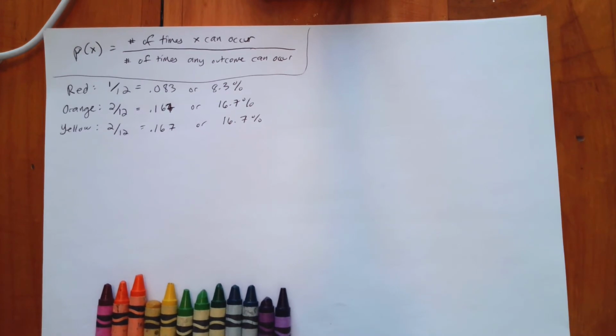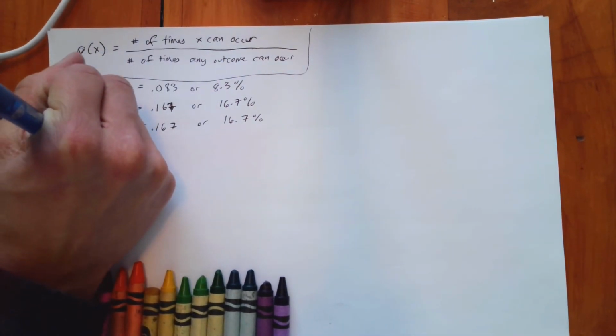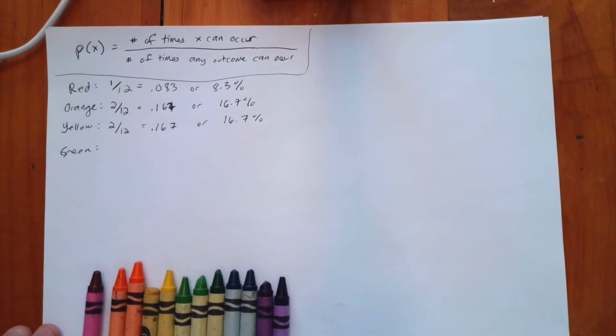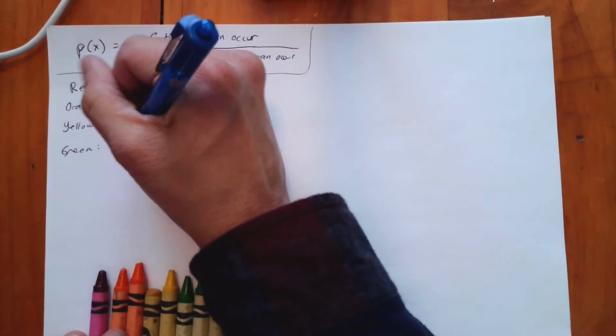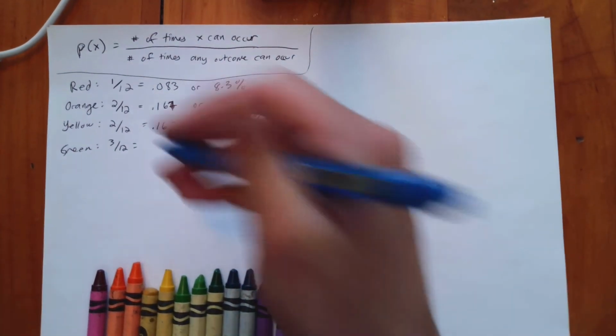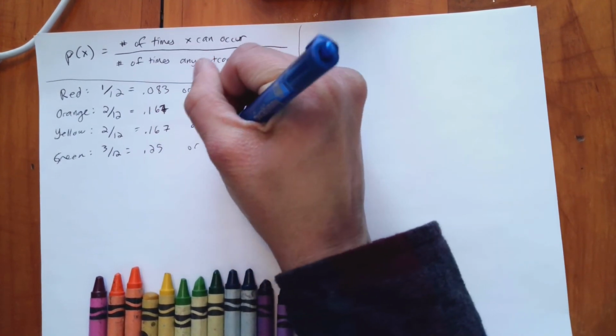All right, now we've got our green crayons. And I'm going to treat all shades of green as the same color here. So what that means is that we have 3 different green crayons, this one, and this one, or 3 chances to get green out of 12 chances to get any crayon. And if we do 3 out of 12, that gives us a probability of 0.25 or 25%.